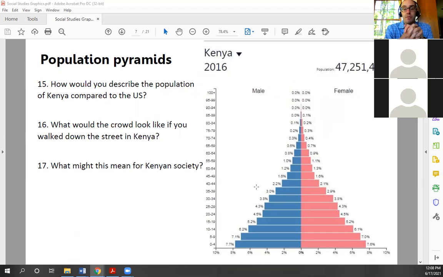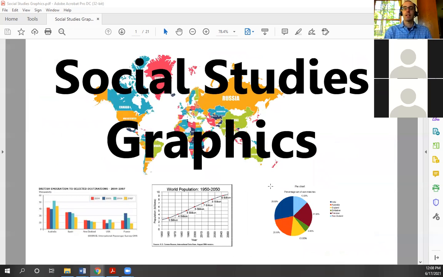There's always a bunch of graphics on the tests, so you want to be prepared for them as you are for the reading, the paragraphs that they're going to give you. Okay. So we've buzzed through a whole lot of information. Does anybody have any questions?